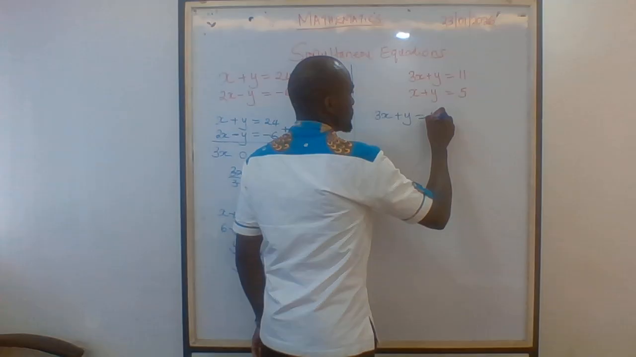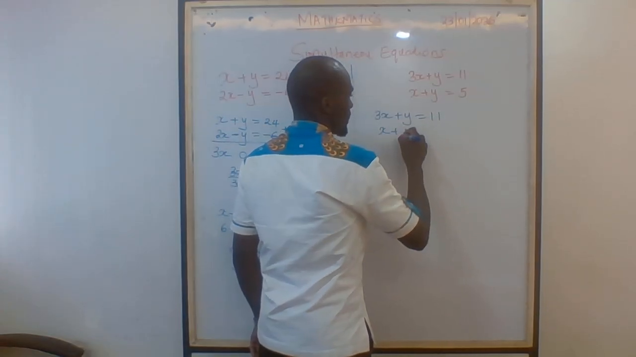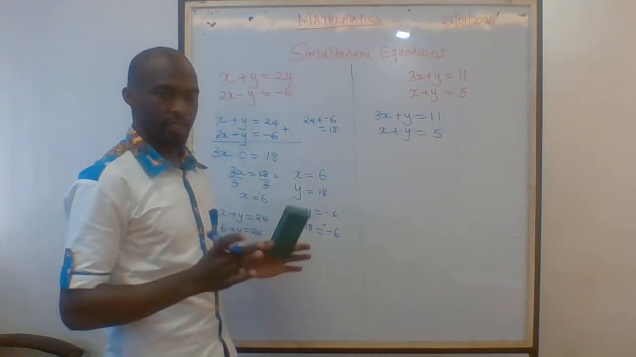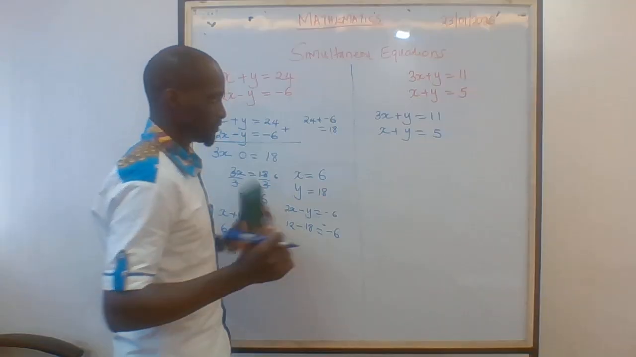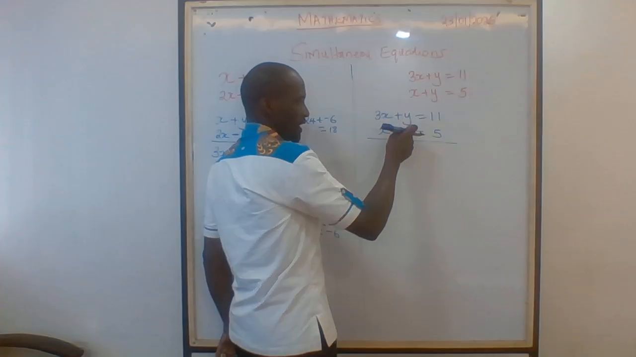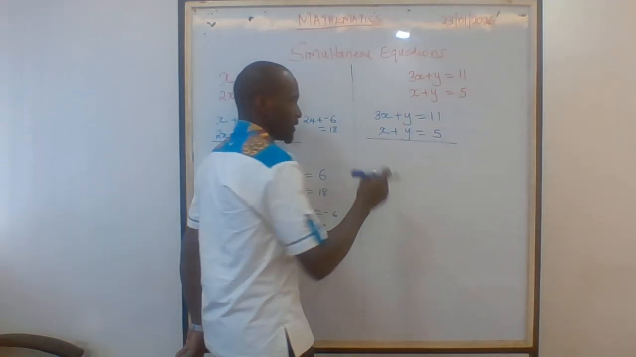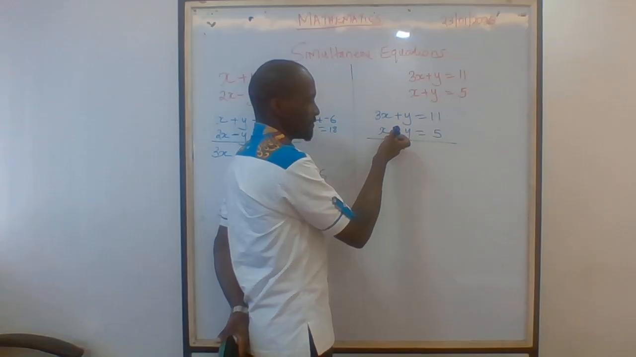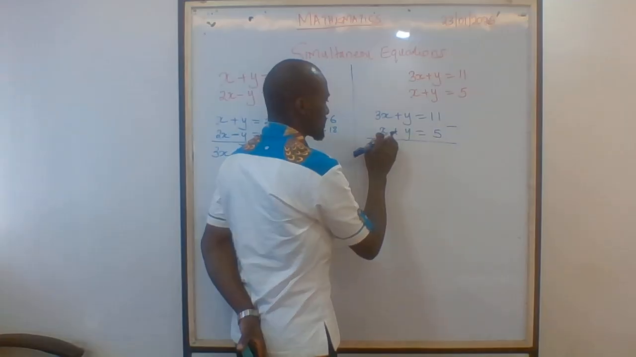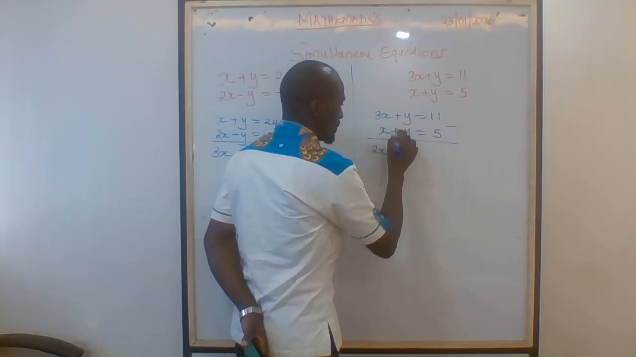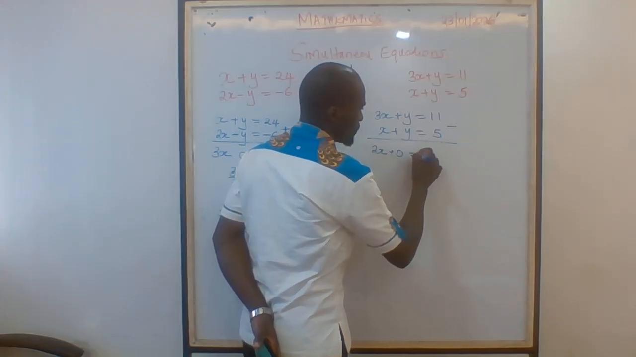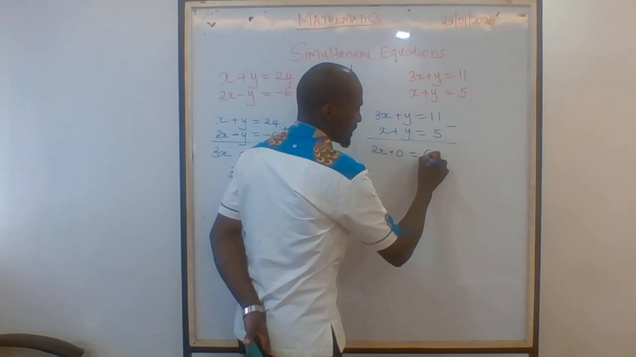plus y is equals to 11. Then x plus y is equals to 5. So again, we try to equate the values and see which one we can eliminate so that we solve the other. So at this point, we can see that y and y is equal in the two equations. So we have a positive y and we have a positive y. So we can now minus. So 3x minus x is a 2x. y minus y is a 0 is equals to 11 minus 5 is a 6.